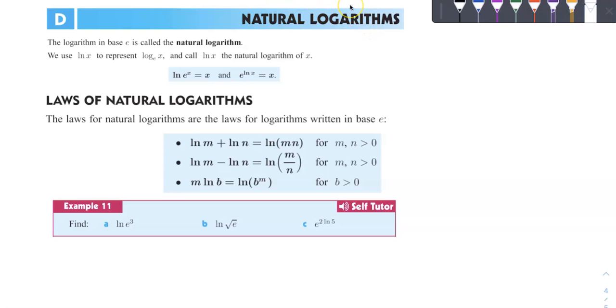Natural logs. So when we write logs, it's usually with the base. So it's log base b, or 5, or 6 of whatever number you're talking about. But some logs are special, like log base 10. We use that so often we don't write the 10, we just write log of x.